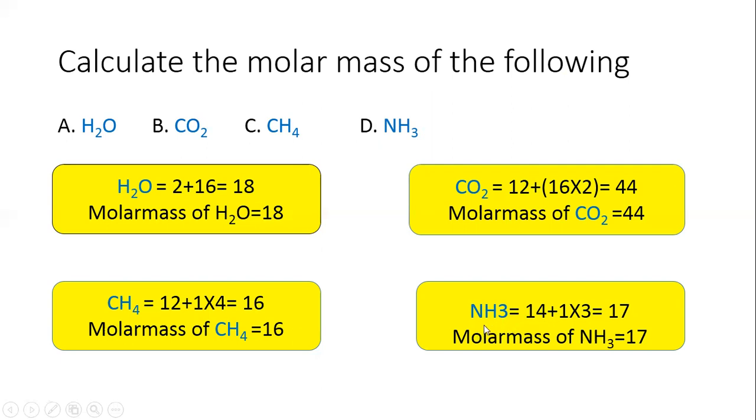In case of ammonia, the atomic mass of nitrogen is 14. Atomic mass of hydrogen is 1. Number of atoms is 3. 1 multiplied by 3. 14 plus 3 equals 17. Molar mass of ammonia is 17.